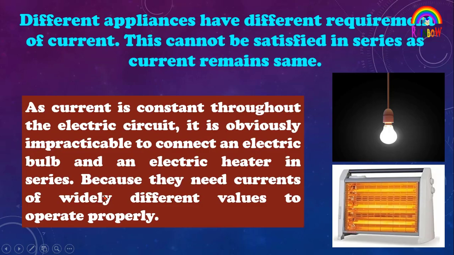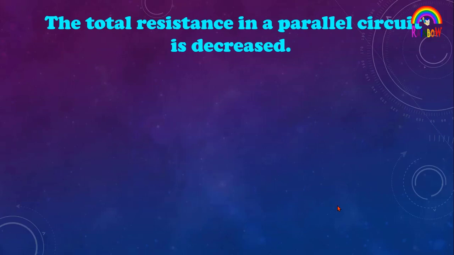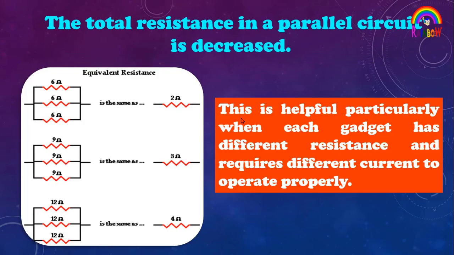We have seen that in a series circuit, the current is constant throughout the electric circuit. Thus, it is obviously impracticable to connect an electric bulb and an electric heater in series because they need currents of widely different values to operate properly. And we know that the total resistance in a parallel circuit is decreased. This is helpful particularly when each gadget has different resistance and requires different current to operate properly.